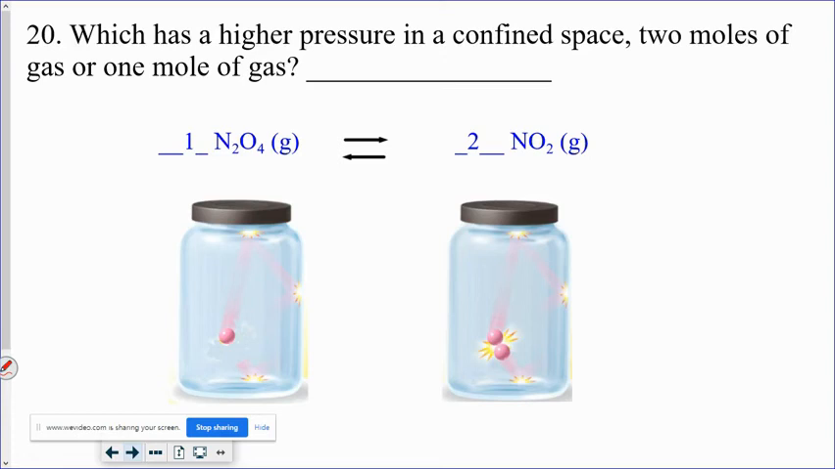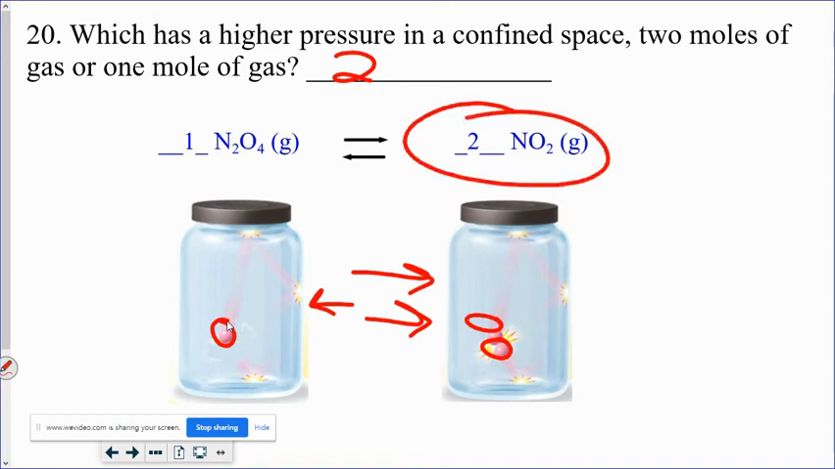Which has a higher pressure in a confined space, 2 moles of gas or 1 mole of gas? Please pause the video and try to answer these questions ahead of time. So pressure is defined by how often gas molecules hit the insides of the container. So if we have 1 gas molecule here, but we have 2 of them over here, this one should hit the sides of the container twice as often. So this one should have twice the pressure of this one because there's only one molecule of gas. So which has a higher pressure? That would be 2 moles of gas would have a higher pressure. So in this instance, this would have a higher pressure.